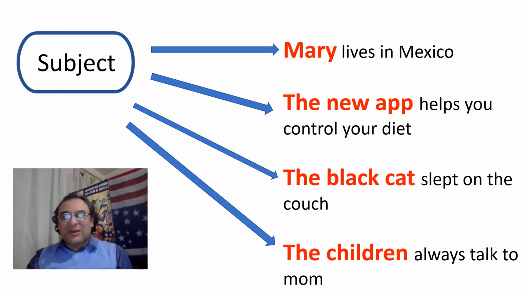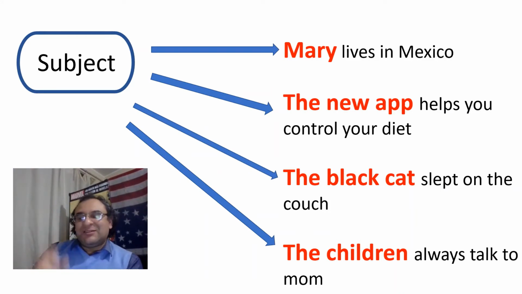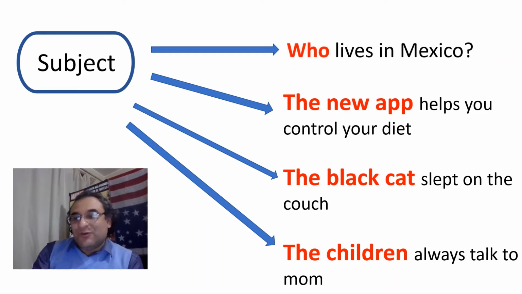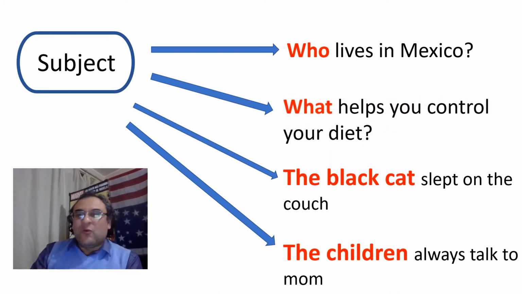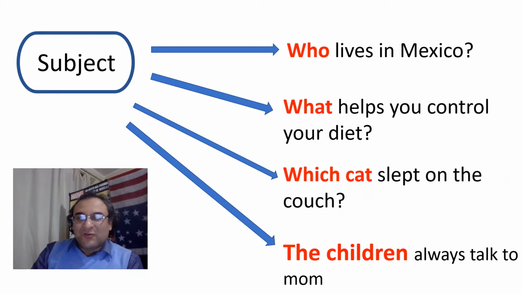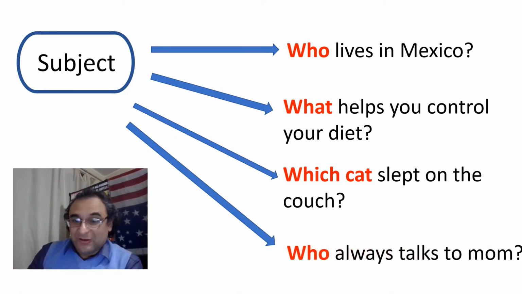So to make questions about the subject is actually very simple. It's super easy because the only thing we have to do is replace the subject with a question word like who or what, depending. For example, who lives in Mexico? What was the second question? Do you remember? What helps you control your diet? The new app. Do you remember the next question? Which cat slept on the couch? The black cat, right? And finally, the last one, the children. Who always talks to mom, right?